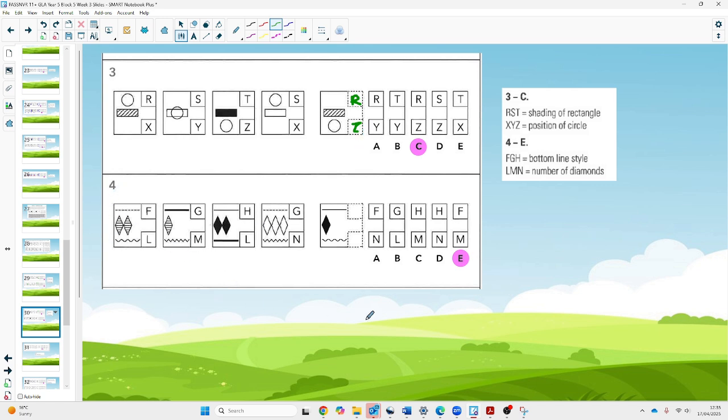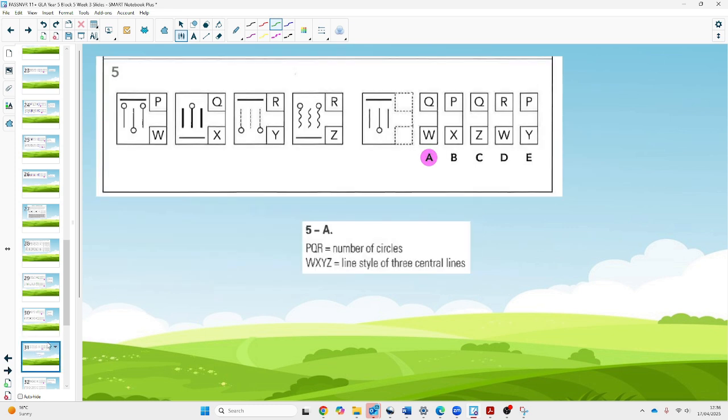Question 4, the answer is E, and F, G and H is the bottom line style. We kind of need a sort of a wavy style. So just double checking. So the bottom line style, yeah, so first of all, it will be F, because the F represents the bottom. And then if we look at the bottom letters, that's the number of diamonds. So we need 1, so it will be F and an M.